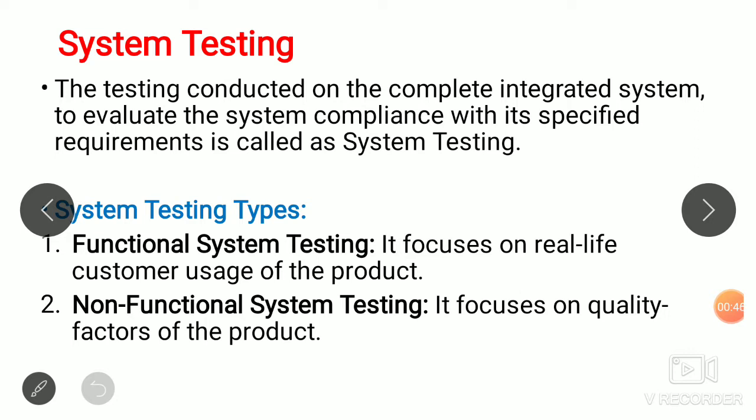Here compliance means the conformance of the complete product with its specified requirements. Here requirements may be functional or non-functional requirements. Therefore, the testing conducted on the complete integrated products and solutions to evaluate system compliance with specified requirements on functional and non-functional aspects is called system testing. It is done after unit, component, and integration testing phases. System testing brings out issues that are fundamental to design, architecture, and code of the whole product.